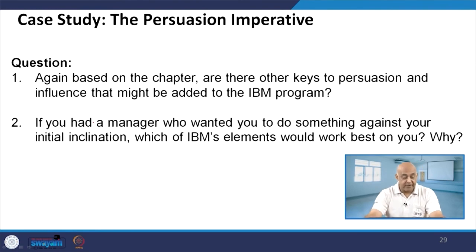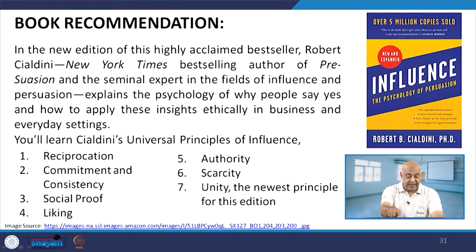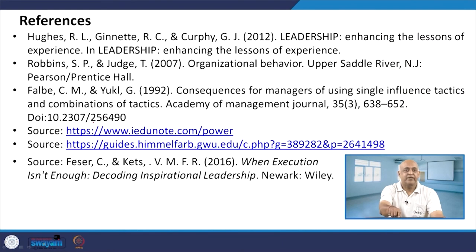Similarly, this will be the assignment for you: all the other keys to persuasion and influence that might be added to the program. If you had a manager who wanted you to do something against your initial inclination, what would you do? This is the book Influence, new and expanded, The Psychology of Persuasion, which you can refer to. You will learn about the 7 principles of influence, and you can use this. You can also find different literature on how to influence and the power of influence for leadership. As usual, these are the detailed references.